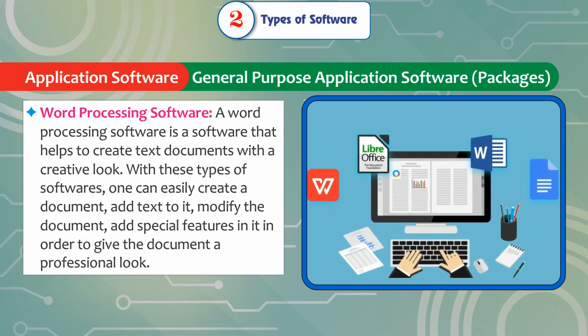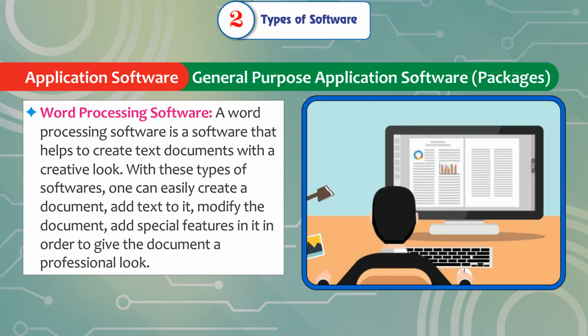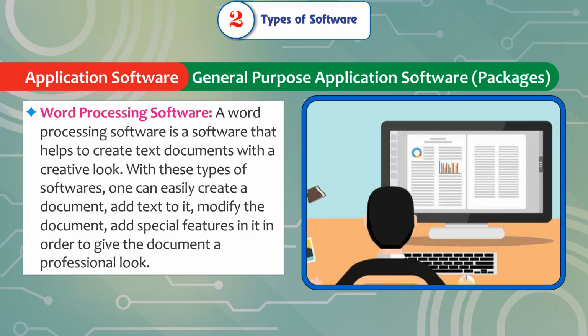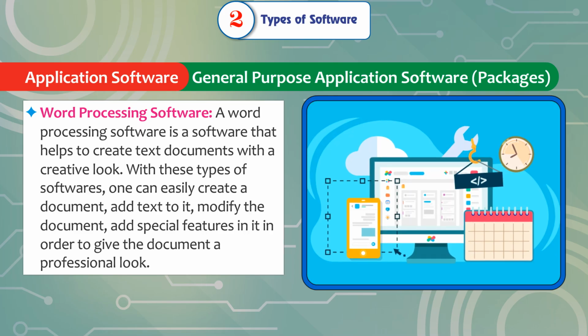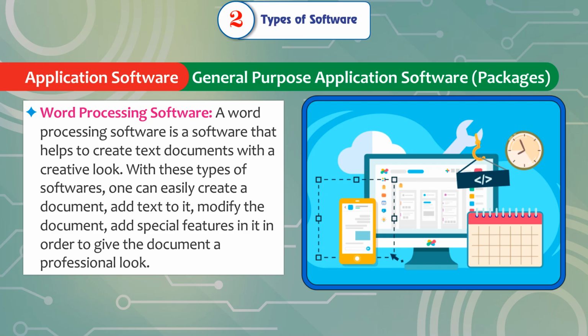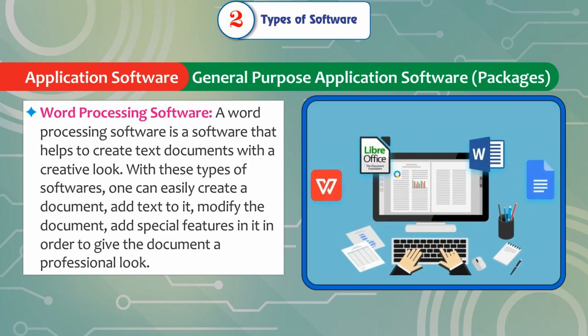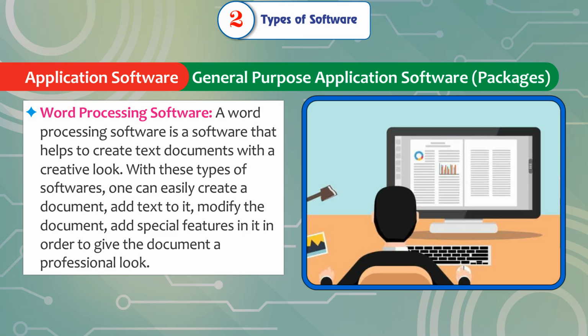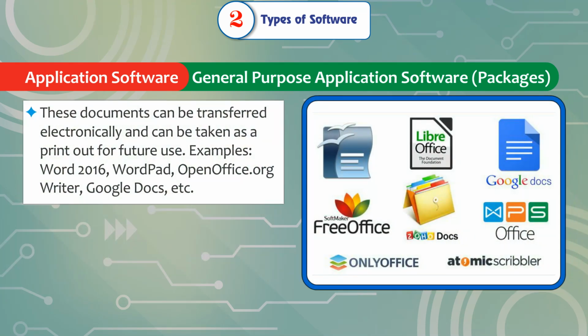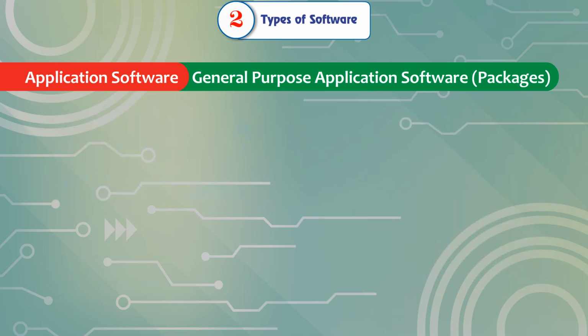Word processing software. A word processing software is software that helps to create text documents with a creative look. With these types of software, one can easily create a document, add text to it, modify the document, and add special features in it in order to give the document a professional look. These documents can be transferred electronically and can be taken as a printout for future use. Examples: Word 2016, WordPad, OpenOffice.org Writer, Google Docs, etc.